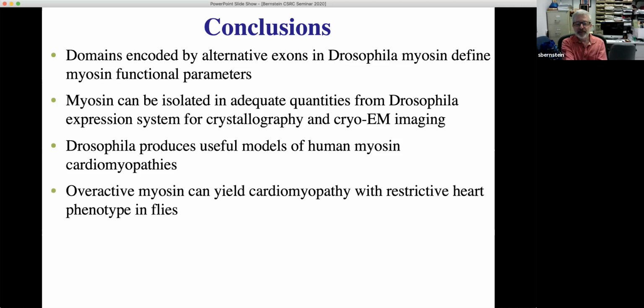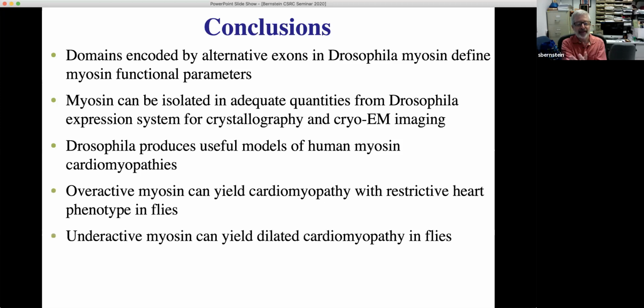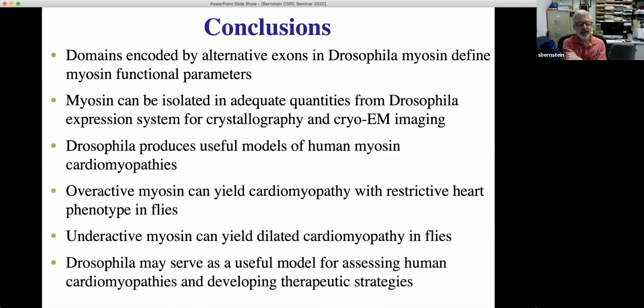Overactive myosin seems to yield this restrictive heart phenotype in flies. Underactive myosin can yield this dilated phenotype, similar to the human situation. And in terms of future work, flies might end up being a good model system.